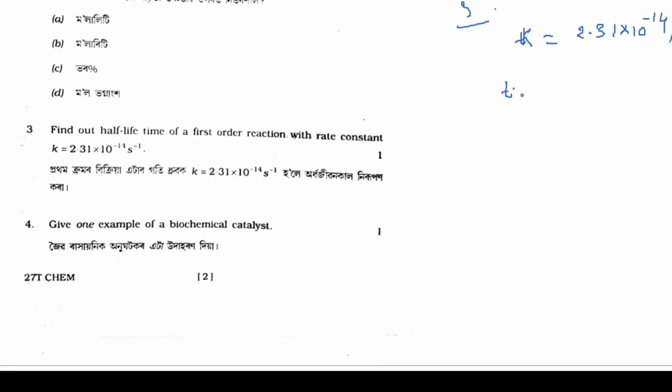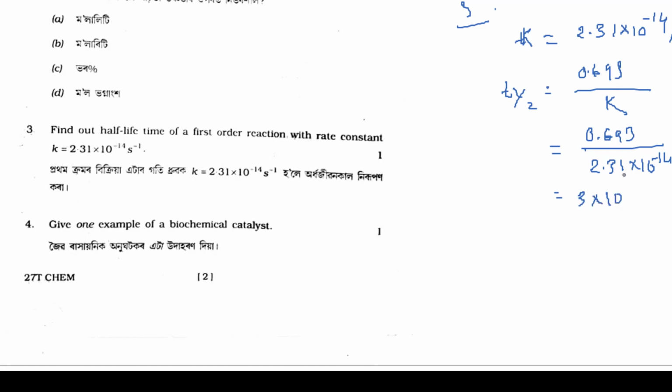You know the formula of t half: 0.693 by k. This is very simple and you have to remember this formula. You know the value of k, 2.31 into 10 to the power minus 14. If you solve this, you will get 3 into 10 to the power 13. What will be the unit? Of course, second, because t half is in time and the SI unit of time is second. So question number 3 is again a pretty simple one.